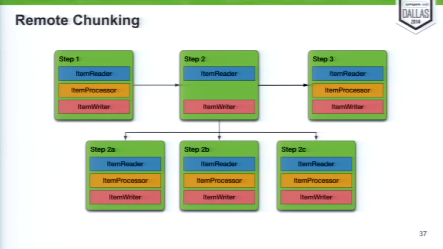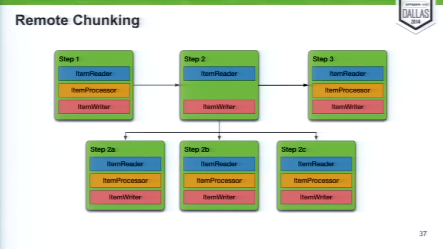So with remote chunking, this is like a typical job where you have 3 steps, right? Step 1, you're using an item reader, item processor, item writer. Step 2, maybe you have a lot of additional work, like what we're doing here with processing these images, and we want to farm them out to a bunch of external nodes to do the processing, right?